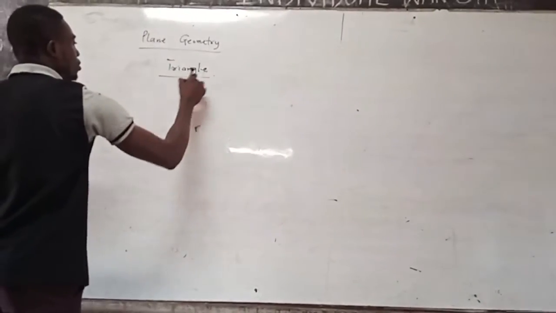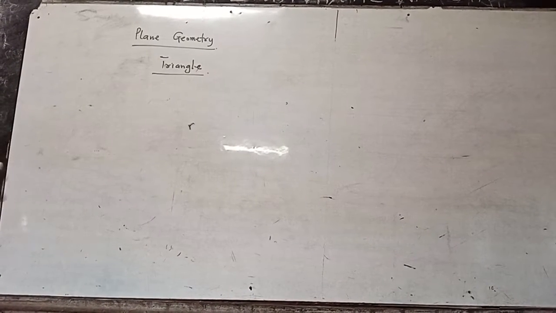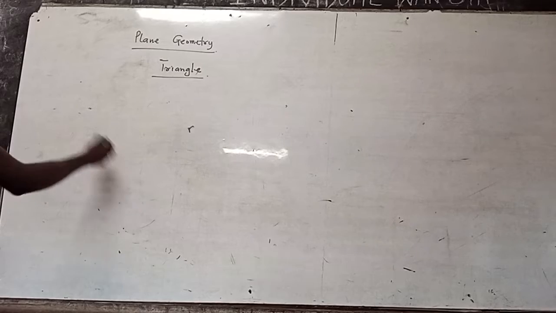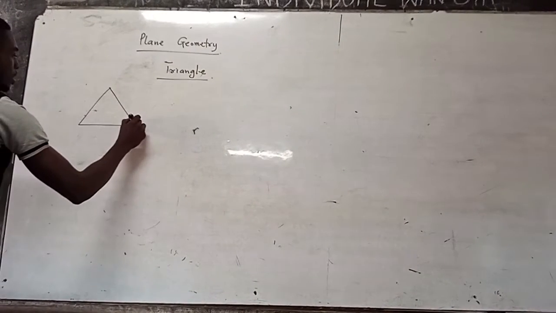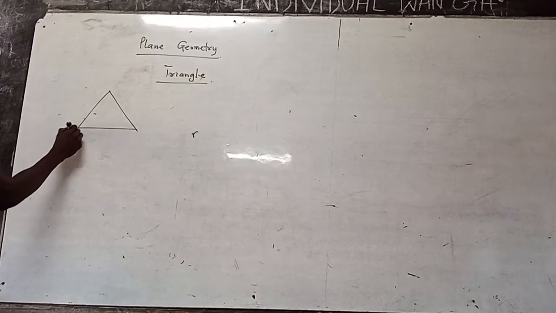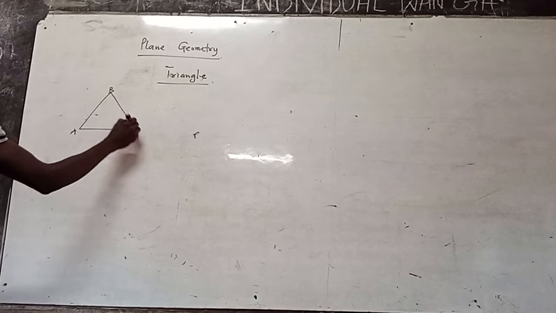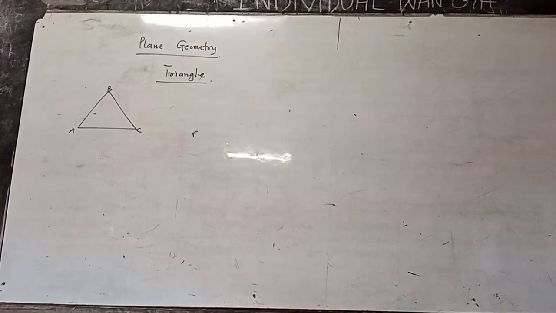So we are moving to triangle, angles that are formed in a triangle. First, we know a triangle is a polygon that has three sides. So we have line AB, line BC, and line AC. So this is a triangle.